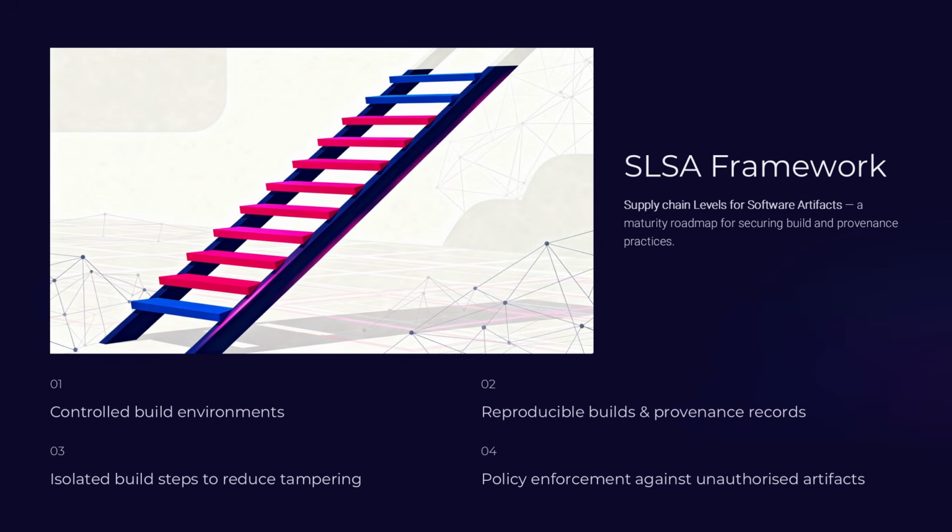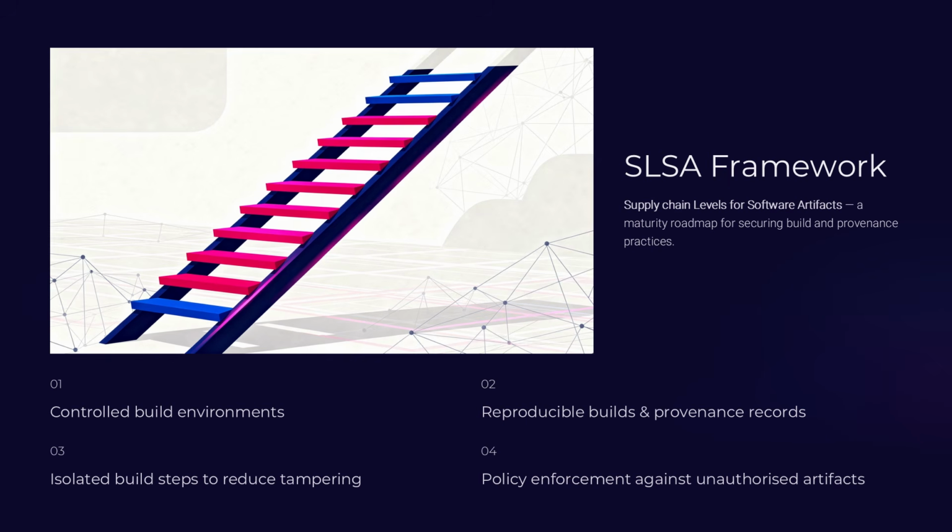Now that you understand pipeline security, let us introduce a key framework: supply chain levels for software artifacts. Supply chain levels for software artifacts is a framework designed to strengthen software supply chains. It provides maturity levels that guide how you secure build processes, provenance, and distribution. For artificial intelligence systems, this framework becomes highly relevant because model training and packaging resemble a build pipeline.